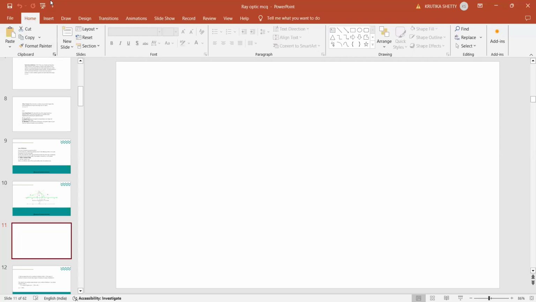Good morning, students. Today we are discussing lenses in contact, two thin lenses in contact. What is the focal length and the power formula we are discussing? For that we are considering two thin lenses in contact with each other. Here you can see.